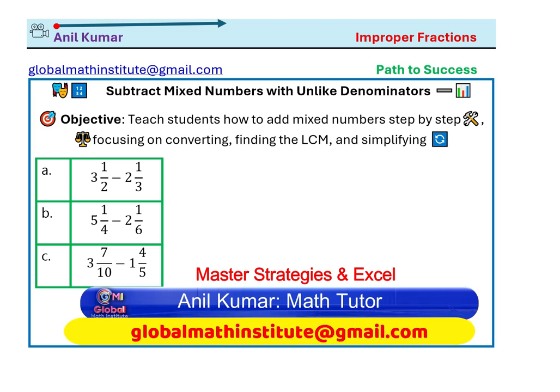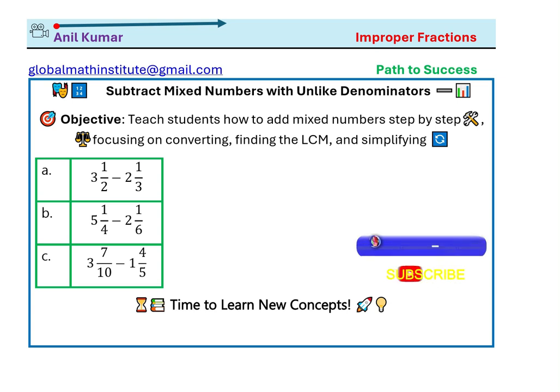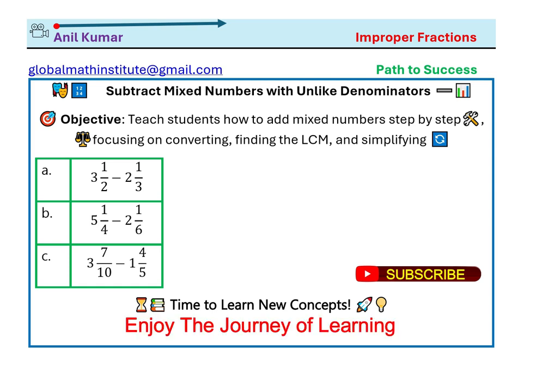Not only do they have unlike denominators, but there is a variation. You will see that denominators may have a common factor, they may not have a common factor, and sometimes when you subtract, you may have to borrow. So there are different strategies which will be applied to solve all three questions. So stay with us to understand all the strategies once and for all.